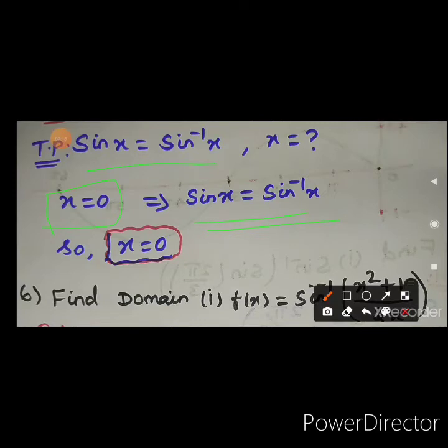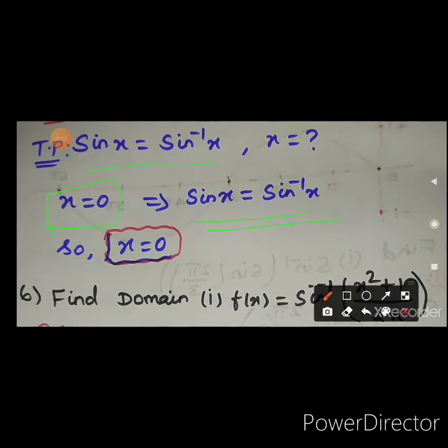Now we are checking x equal to minus 1. So minus 1 less than or equal to (minus 1 the whole square plus 1) by 2 into minus 1. Minus 1 whole square is plus 1, plus 1, and 2 into minus 1 is minus 2. So 2 by minus 2 is equal to minus 1. Minus 1 less than or equal to minus 1.